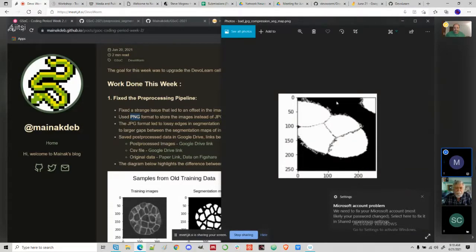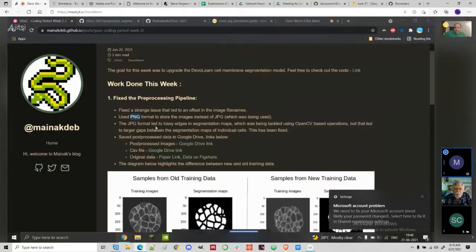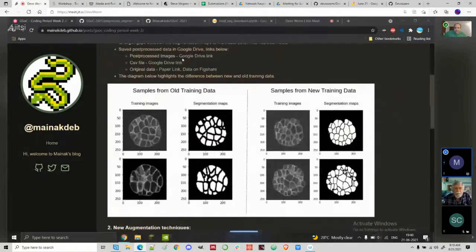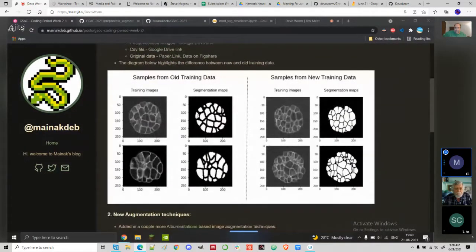I think I gave an example of this last week, right? It was something close to this, but on different data. But the segmentation maps, as you can see, the edges are not very clear and there's a lot of noise in the edges. So I decided to go for the other format. To tackle that noise, some OpenCV-based code was being used to get rid of it. What was happening is that the edges of the segmentation maps were getting cut out.